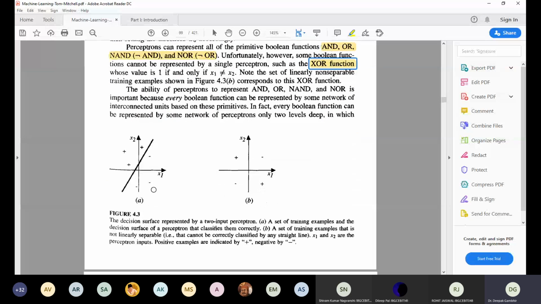The simple reason is that the perceptron basically learns linear separation, where the positive ones can be linearly separated from the negative ones. So when the linear separation is possible, we can go with the perceptron. When the linear separation is not possible, as in the case of XOR, where there are positive samples and negative samples, perceptron cannot be used.